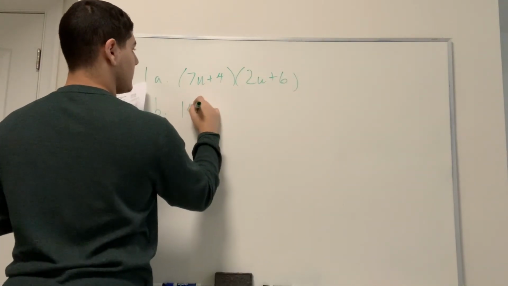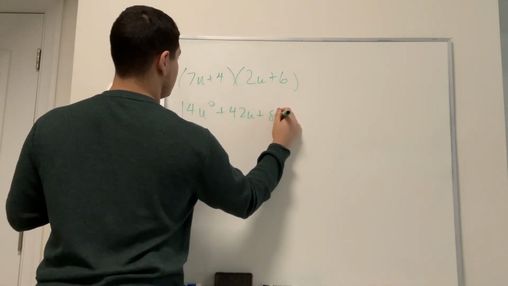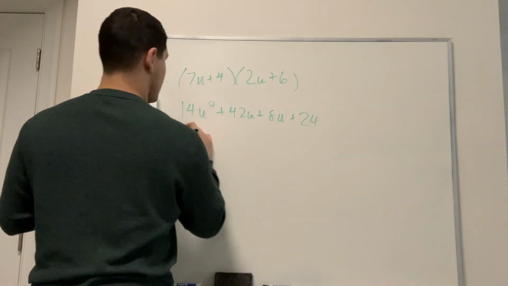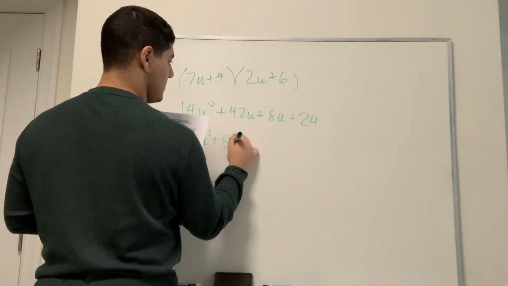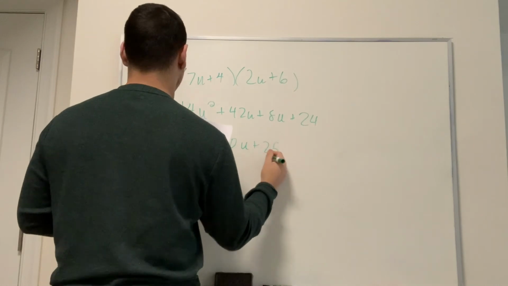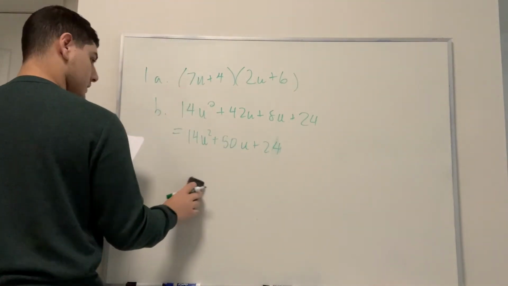And we expand it, we're going to get 14u squared plus 42u plus 8u plus 24, which is equal to 14u squared plus 50u plus 24. I said 24, I wrote 25. Okay.